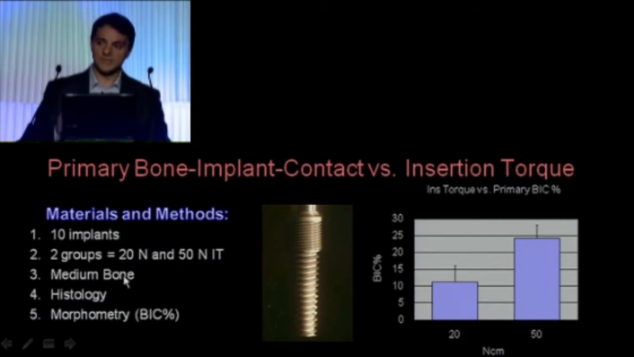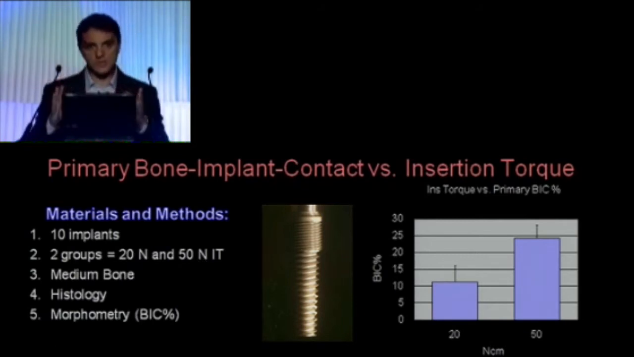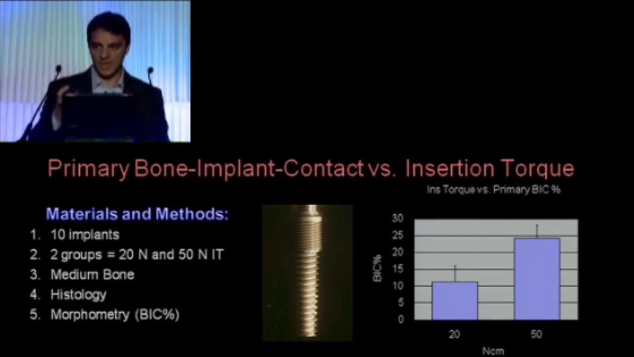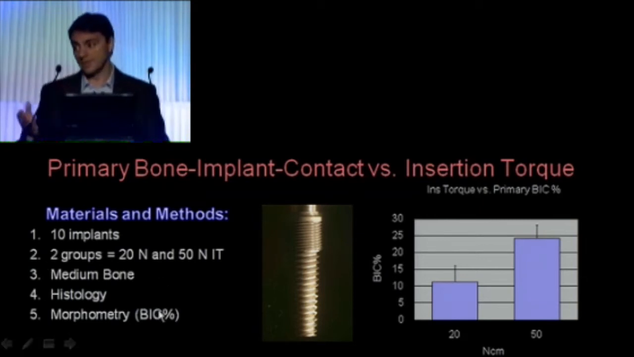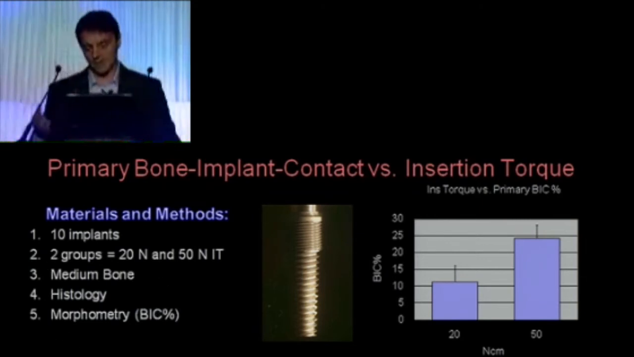And then we just selected one bone density, because of course if you change the bone density, then it affects how much primary connection you have. And then we did some histology and measuring of the BIC, which is not integration, of course, it's primary adaptation.